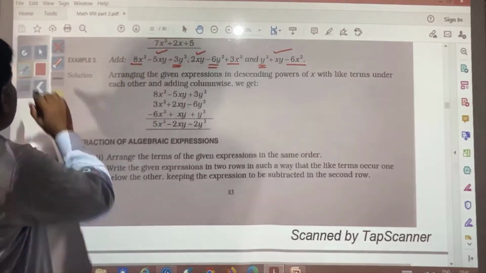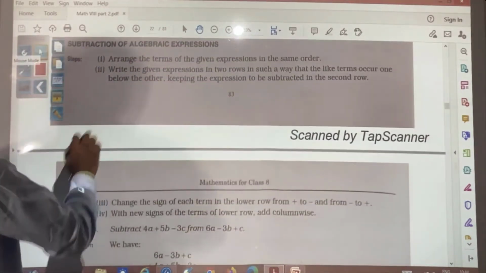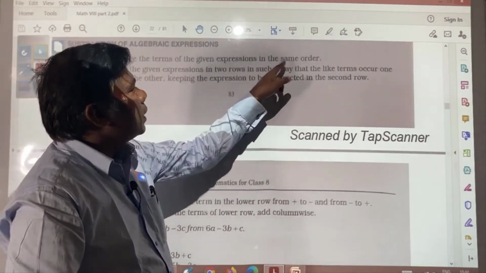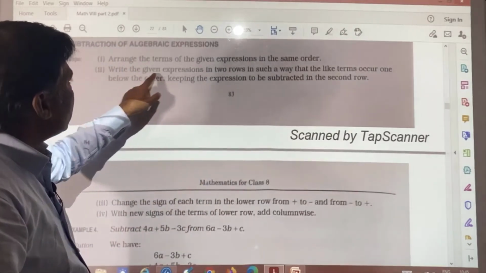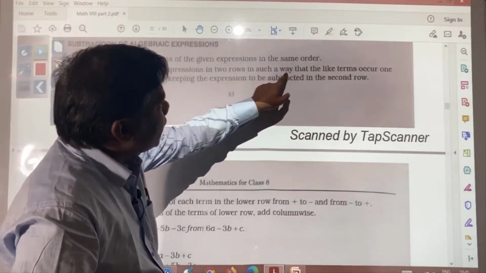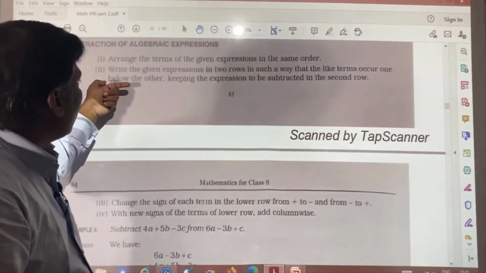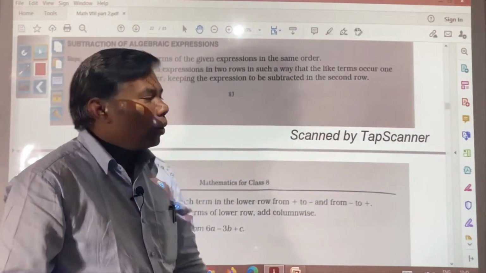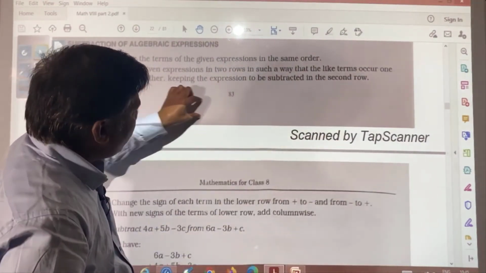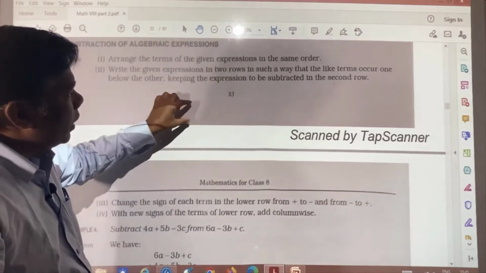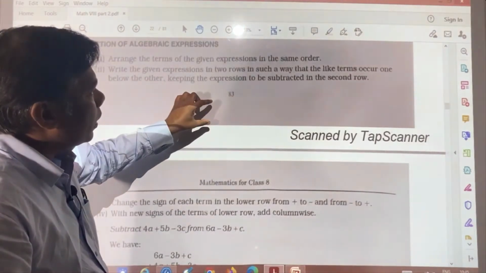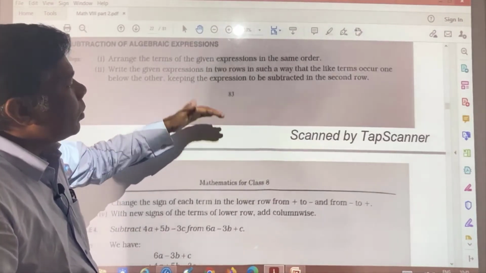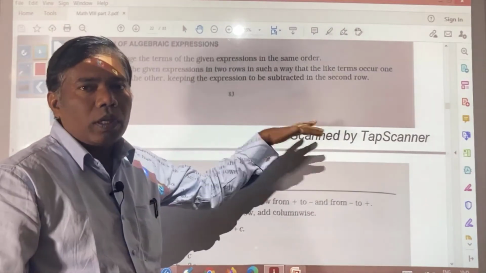Now we will see subtraction. What steps are required to be followed? Arrange the terms of the given expressions in the same order. Write the given expressions in two rows in such a way that the like terms occur one below the other, keeping the expression to be subtracted in the second row. So in the first row, the expression is written. In the other row, we need to write the expression which is required to be subtracted from the first row.